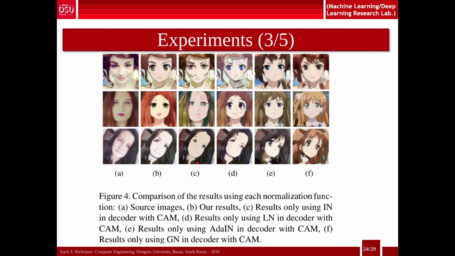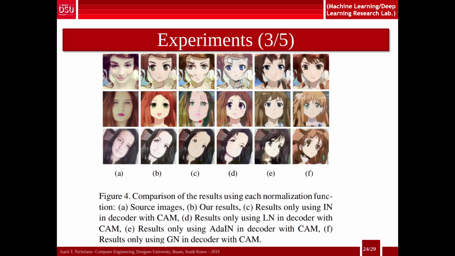In C we have the output of this paper, but they try to remove instance normalization at the decoder by using only instance normalization in the encoder with CAM. And then in D they try to use layer normalization only with CAM. So we can see how important layer normalization is in this part, whereas in this part they try to use only instance normalization.